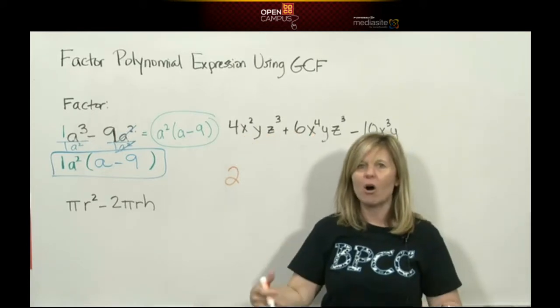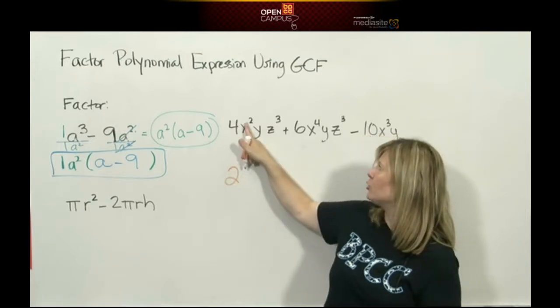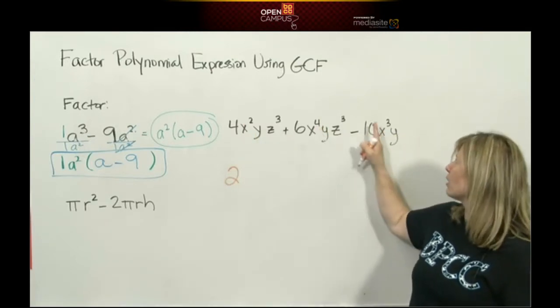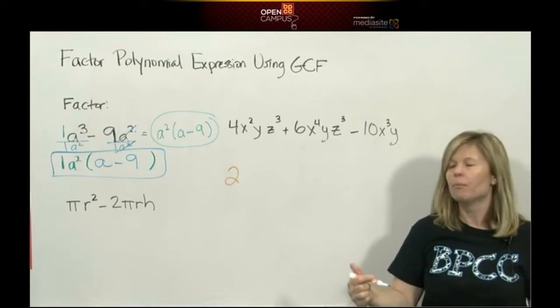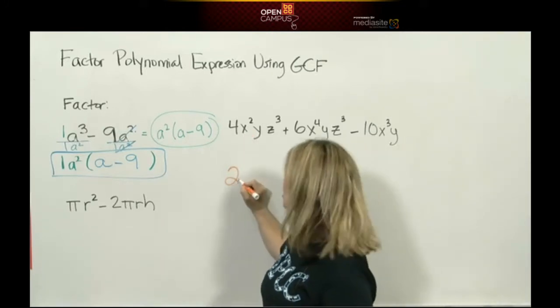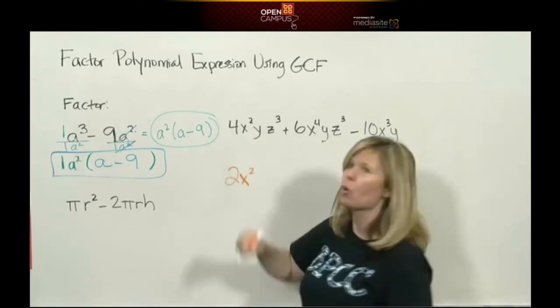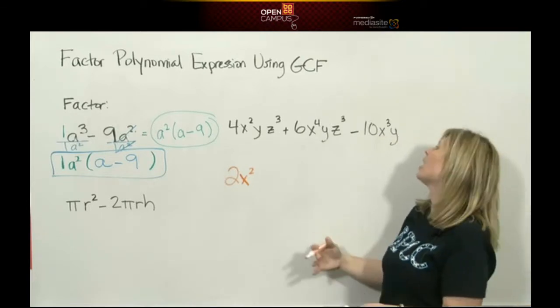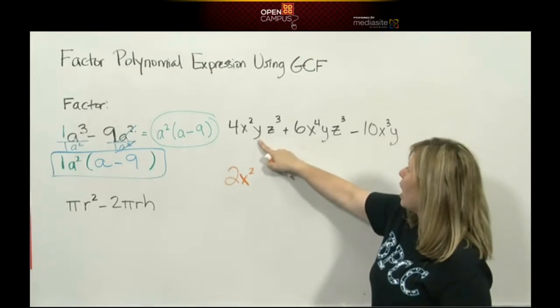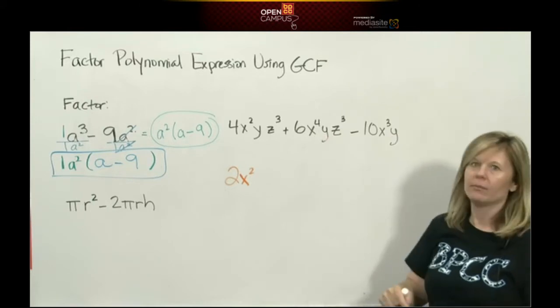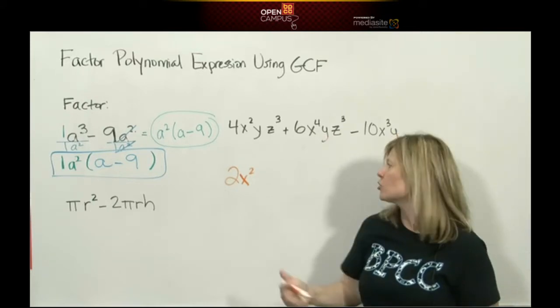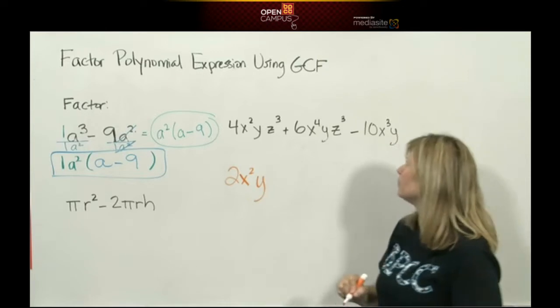What's the most they all have in common? If you had $2, I had $4, and somebody else had $3, the most we could each give is the $2. So x squared, the term with the smaller exponent, is what they have in common. I have a y, and a y. Those are all y to the 1st. So that's what they all have in common.